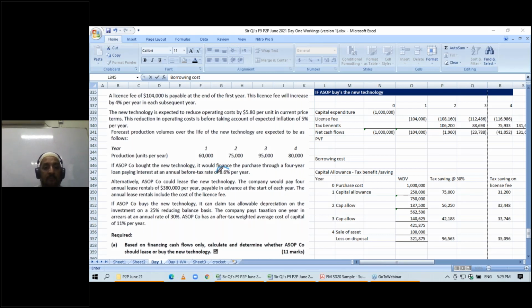So look, in this paragraph, I'm circling in blue. They have given you loan paying interest at an annual before tax rate of 8.6%. Now, we won't use before tax rate. We will always use an after tax rate, not a before tax rate. 8.6 is before tax and the tax rate is 30%. So there is a tax shield. Tax shield means that if you obtain a loan, you incur an interest cost, and interest can be deducted from the taxable income. When you deduct it from your taxable income, you save some taxes. So you will save 30% of this 8.6%.